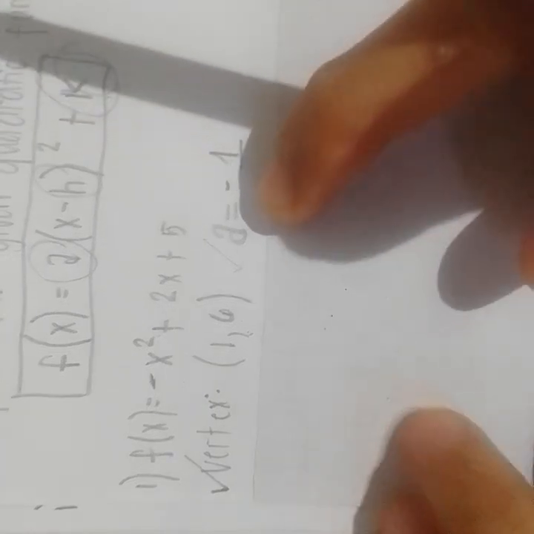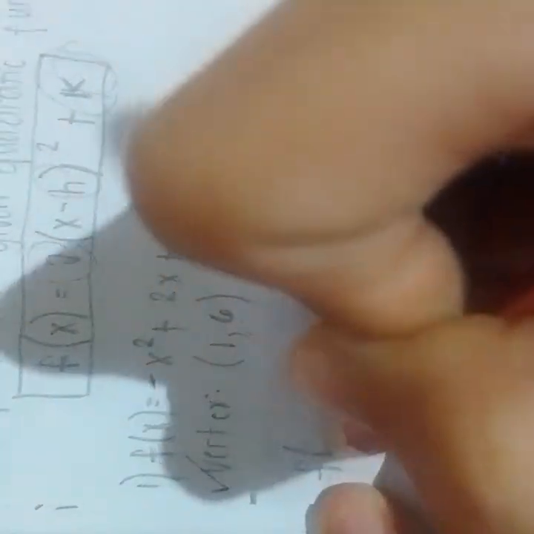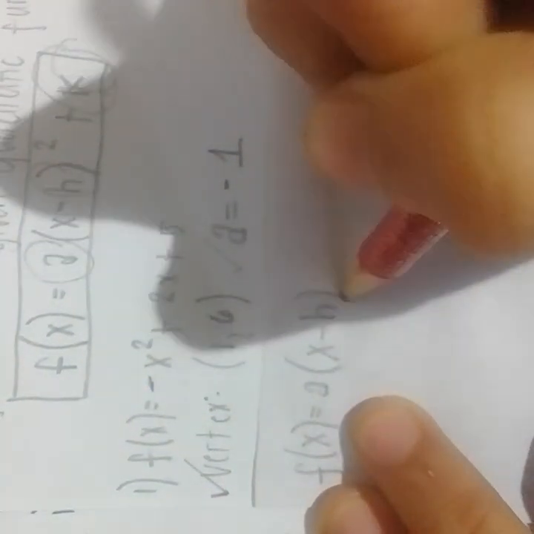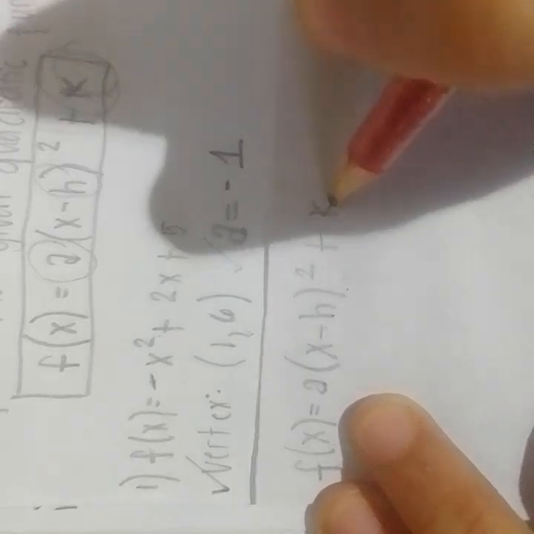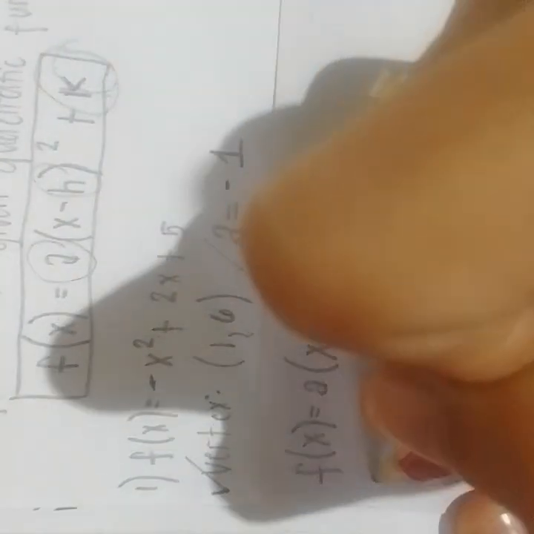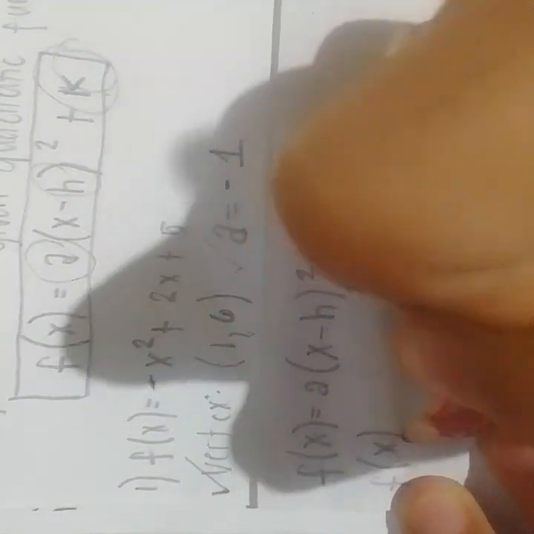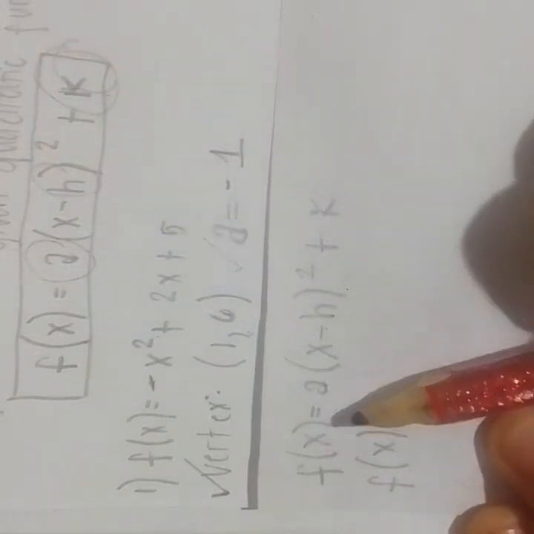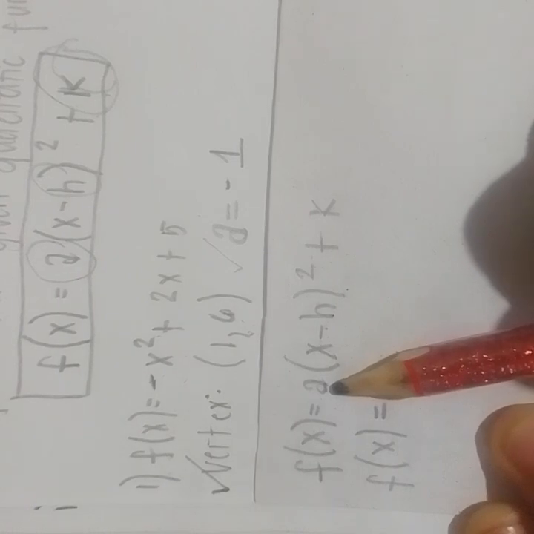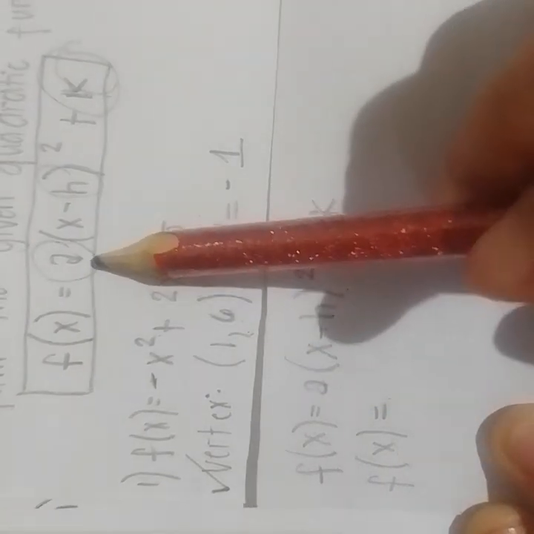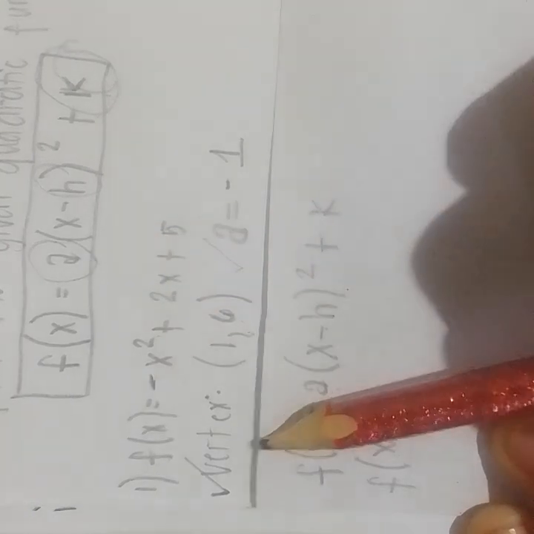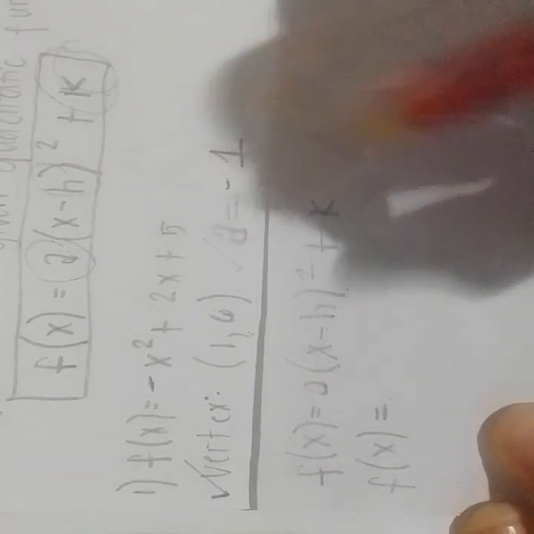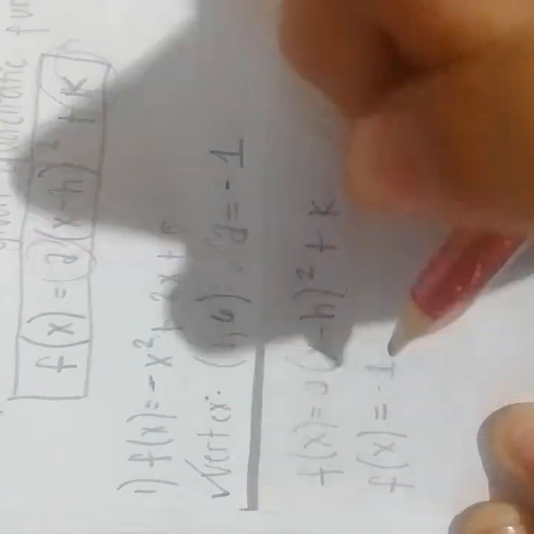Okay, let's try. So, we have f of x is equal to a times x minus h to the power of 2 plus k. So, let's try to substitute following the vertex form. f of x is equal to, focus on the right side of the equation. First is the variable a. I circled it, that means we will replace it and prepare its value. The value of our a here is negative 1.